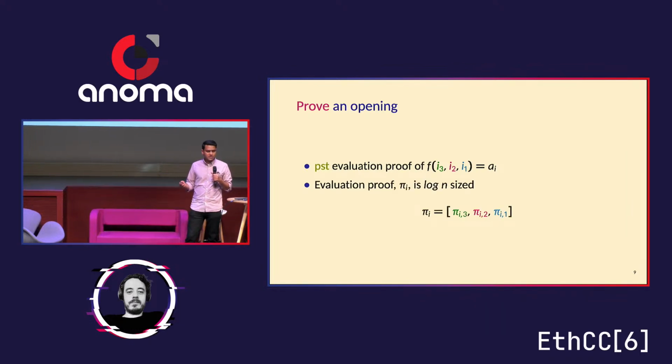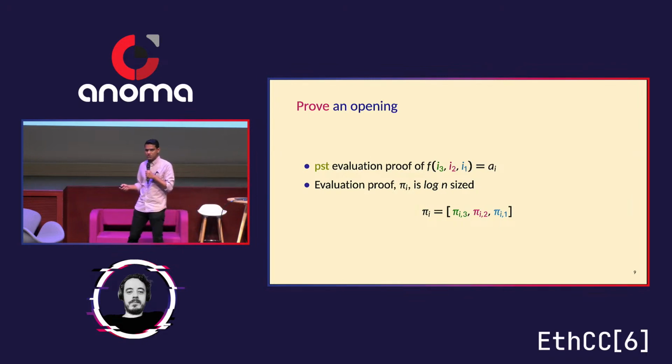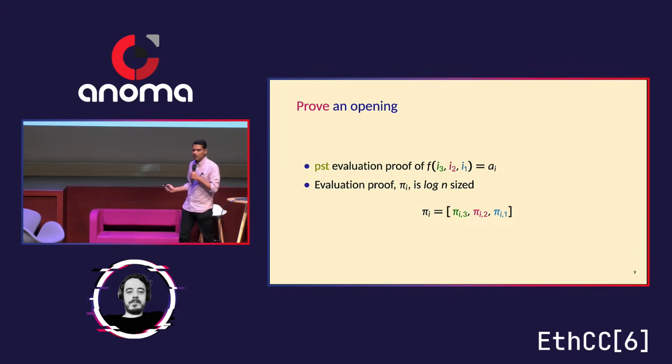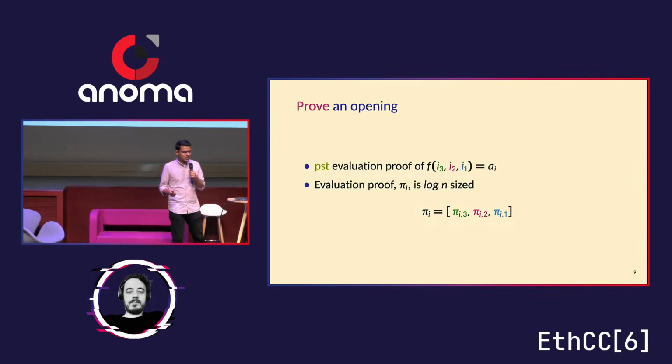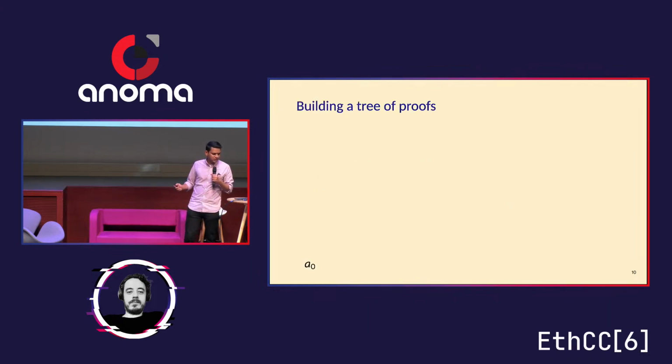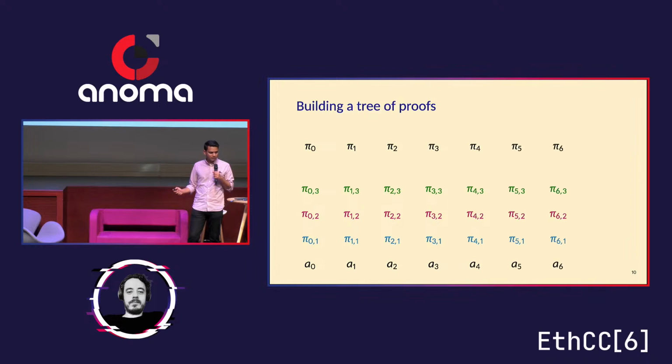Since the PST commitments have proof size log n, even our vector commitment proofs are log n, where n is the size of the vector. In this example, I have pi I, which is the proof of opening, with values pi sub I3, pi sub I2, and pi sub I1. So let's say you want to compute a proof of opening for A0, and let that be pi 0, and pi 0 has 3 group elements. And let's say you have the proof of A1, which has a bunch of group elements, and so on, all the way for all the positions in the vector.